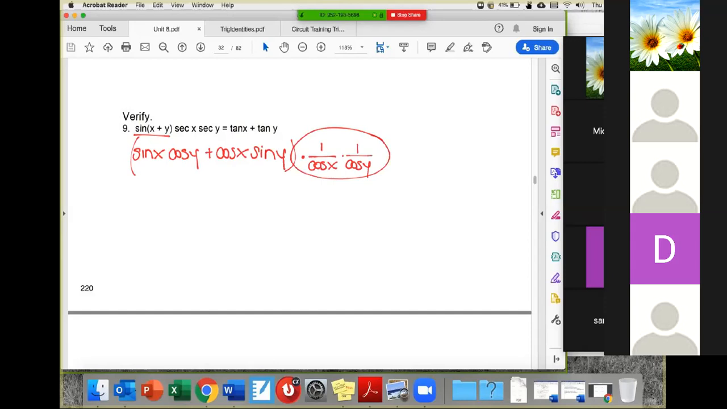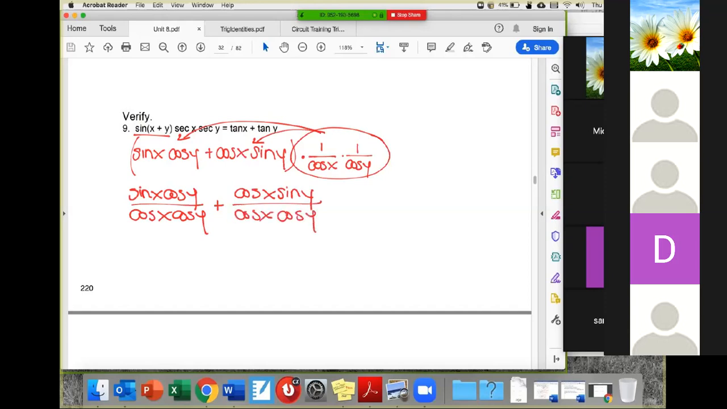All over. We can basically distribute that, put both of those terms over it, right? So that's going to be sine x cosine y over cosine x cosine y plus cosine x sine y over cosine x cosine y. So if I just write that next step there to show that I'm distributing that and putting it over both.